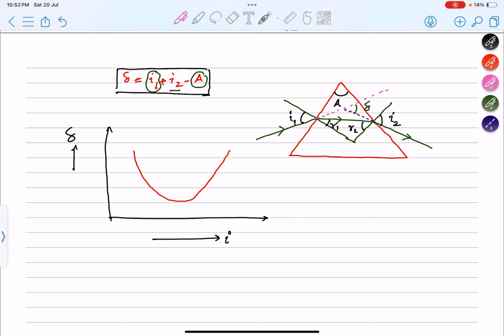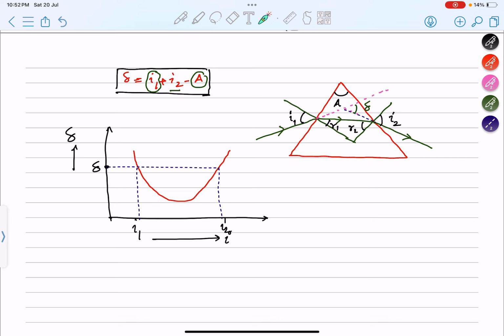So basically we can see that for every value of delta there are two angles of incidence. Suppose I am taking this value of delta. For this value of delta, here is one angle of incidence and the other angle of incidence is this. So if this is I1 and this is I2, for these two different angles of incidence I1 and I2, I am getting the same angle of deviation delta, as you can see from the graph. It is very much evident.